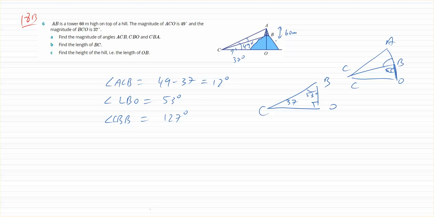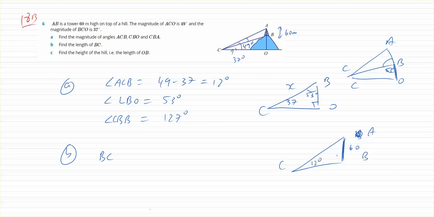Now that's part A. Part B is find the length of BC. So BC refers to this length. We'll call that X. With these type of questions, I need to find what I know. What I know is that I'm going to use the upper triangle, CAB, because I know that the tower is 60 meters high. I know that this angle is 12 degrees, and from my calculation I know this angle is 127 degrees, and we're trying to find this length.